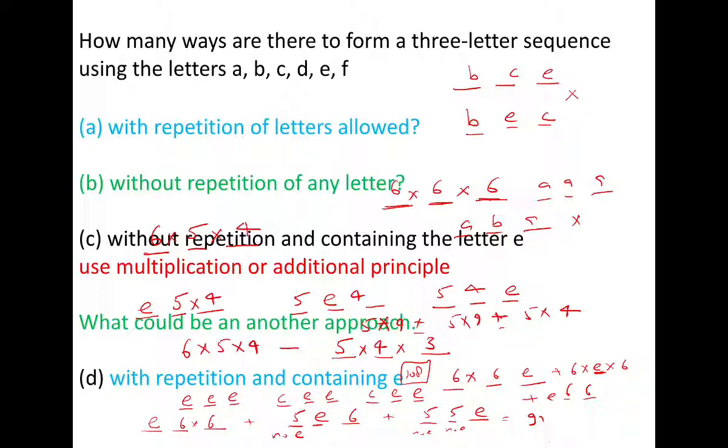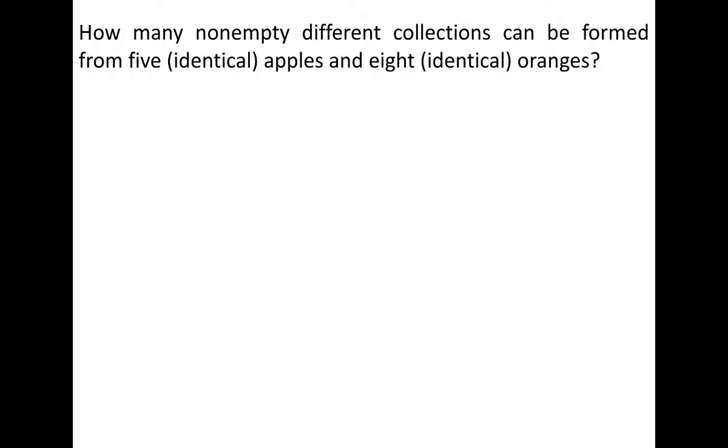This is the most important observation of the lesson, that many times when we try to find the number of ways, we may get repeated ways, and that may lead to an incorrect answer. Let's quickly see the last question, which says: how many non-empty different collections can be formed from 5 identical apples and 8 identical oranges?